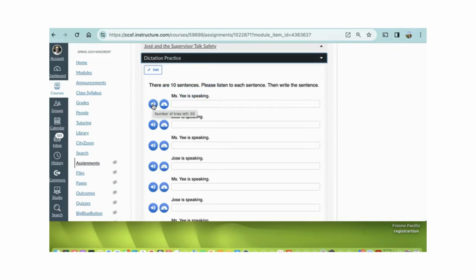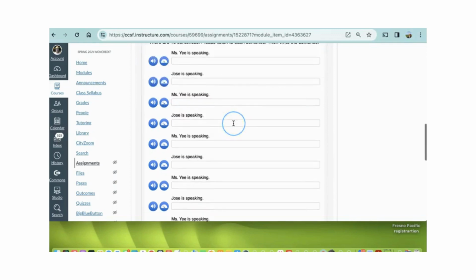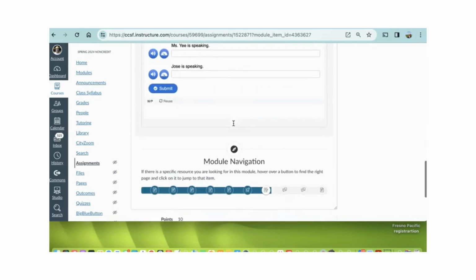You play the sentence. If you want to go regular speed, you click the speaker on the left. If you want to go slower, you click here on this little clock that's slow. And you try to write exactly what you hear. And then you can submit and check your answers.